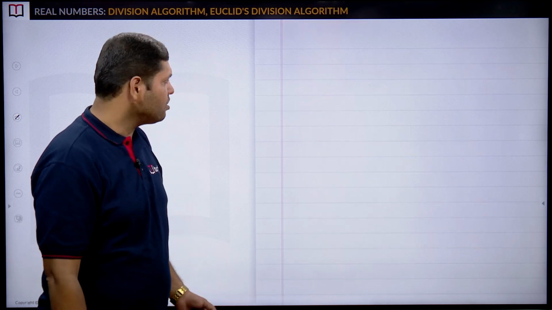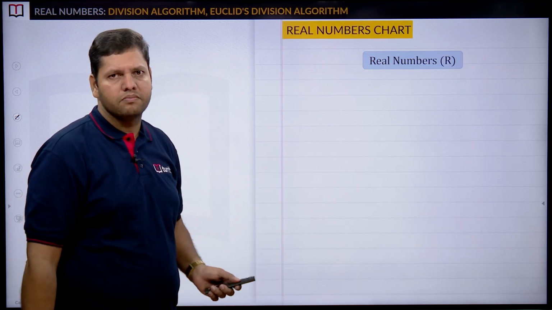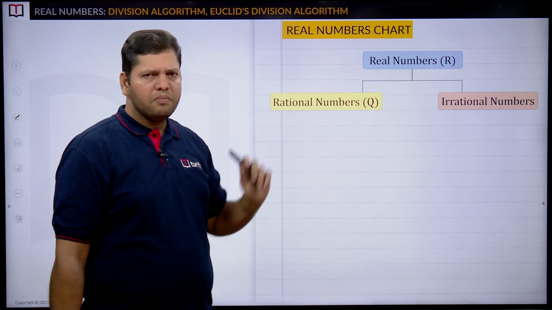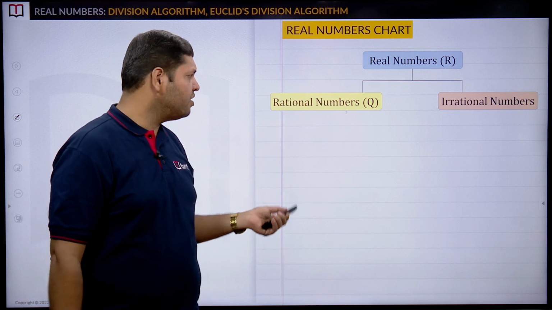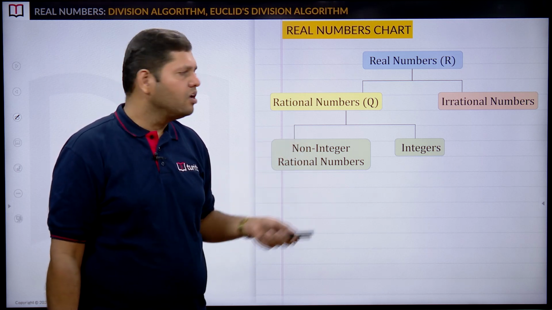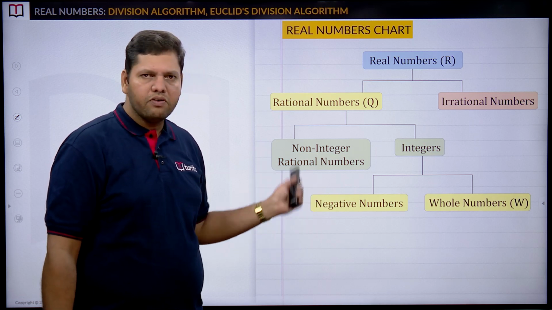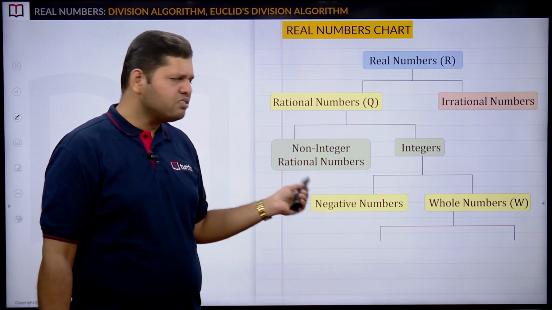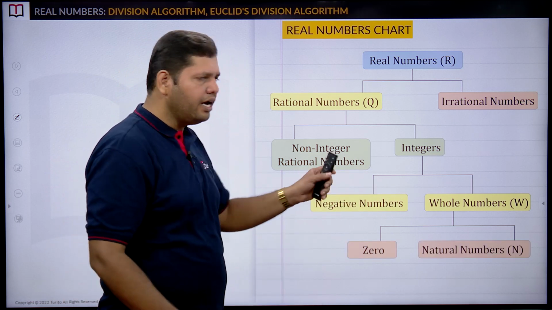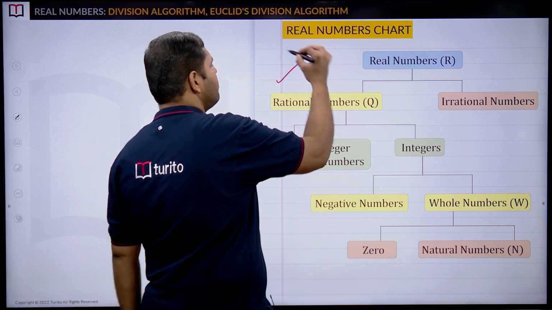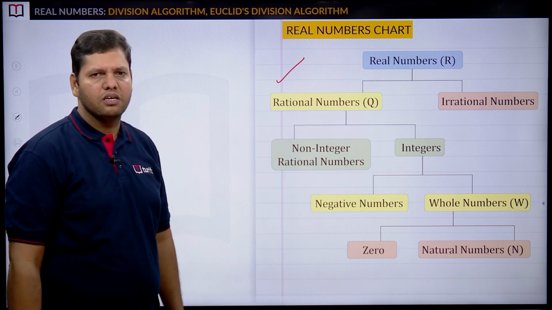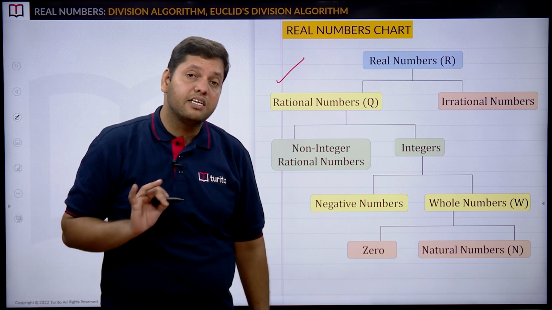Okay. Now children, look at the chart of real numbers. It is rational and irrational. Irrational numbers have no further classification, but rational numbers do. We can say non-integer rational numbers and integer rational numbers. Integers are negative and positive. Positive means we can take whole numbers. And whole numbers are zero and natural numbers. So this is the complete chart of real numbers. Just have a look at this, children. The chart is very simple, so by looking at the chart you can understand easily and remember it.